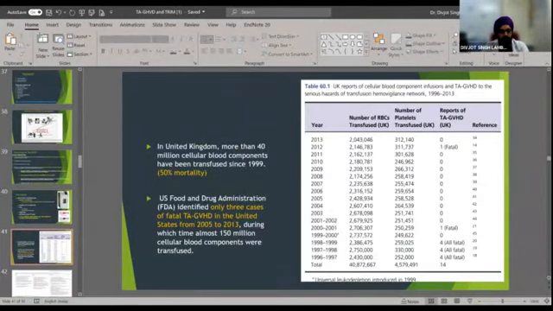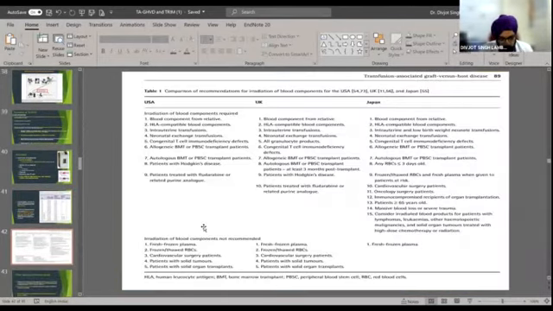So this is a study from the UK in which 50% mortality was reported over a period of around 14 years, and in the US, according to the FDA, among 150 million cellular blood products that were transfused, only 3 cases were reported. So this is because of the lower mortality, because they are using universal irradiation.